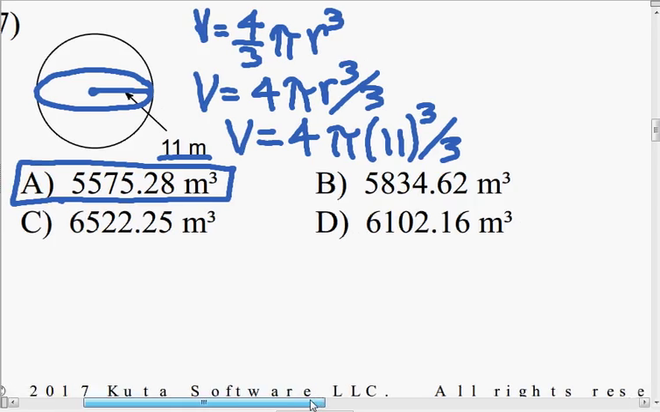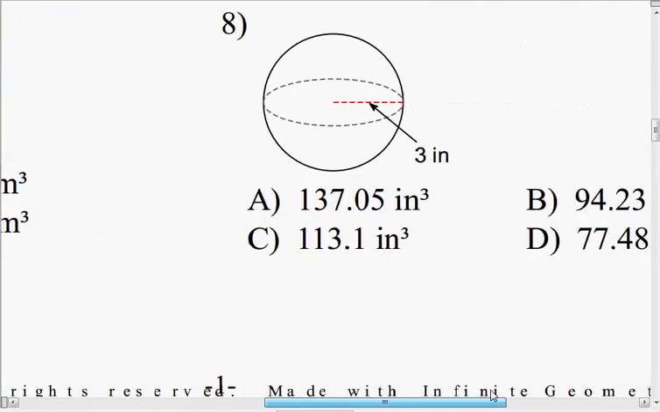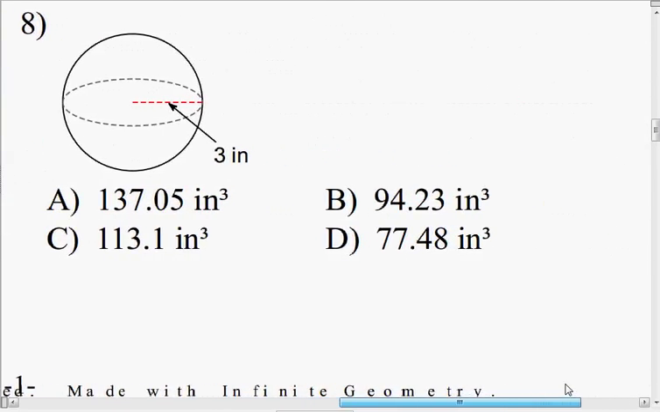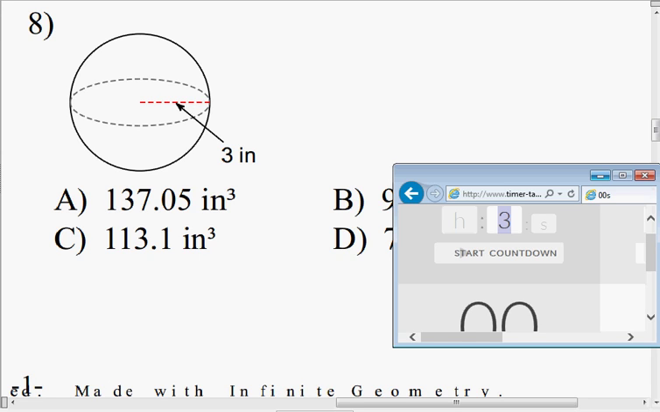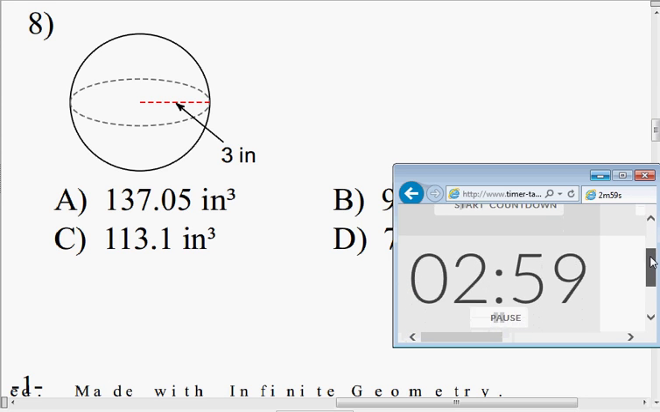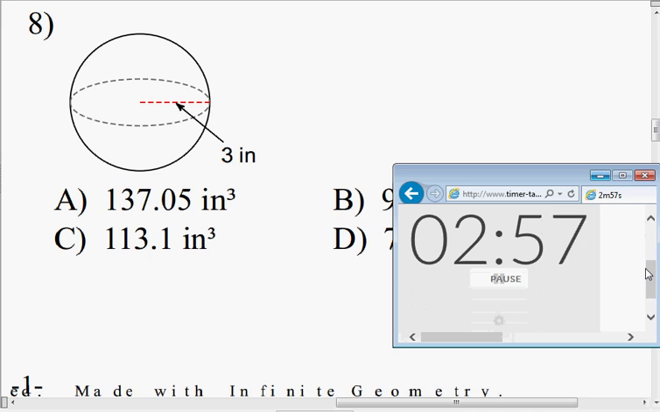Try that with problem number 8. Once again, a sphere and a radius. And see what you get. We'll go with 3 minutes. Most of you, I think, can do it in 2. It will take 3 minutes.